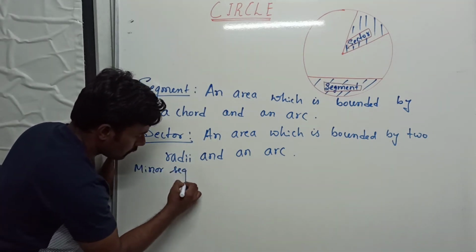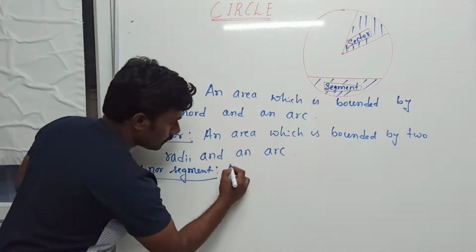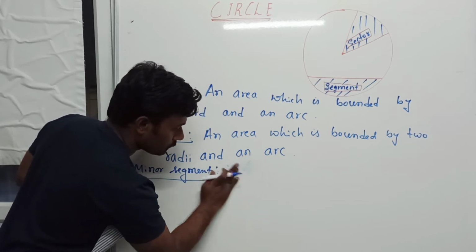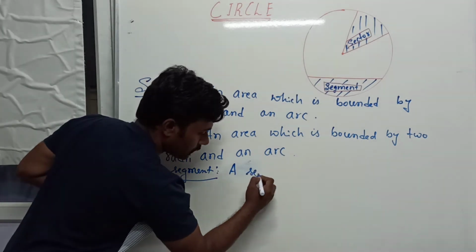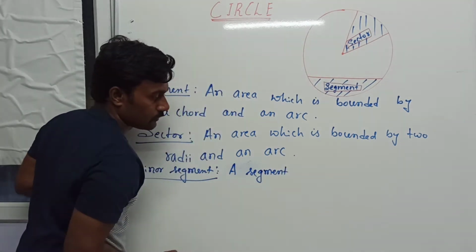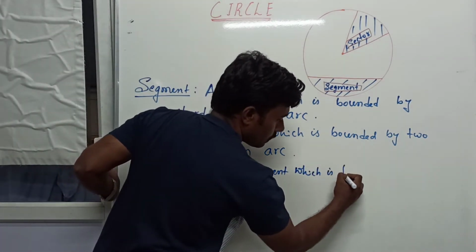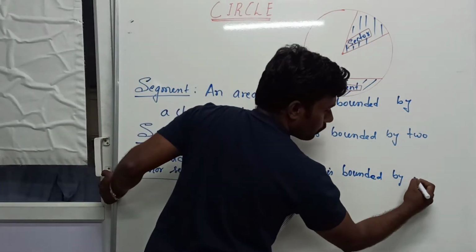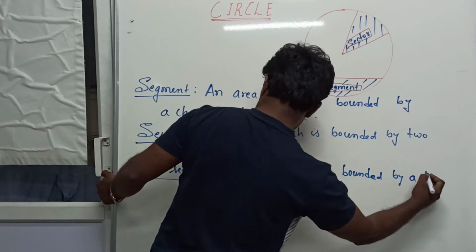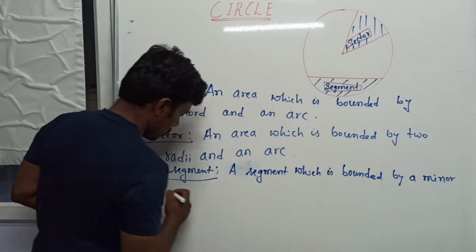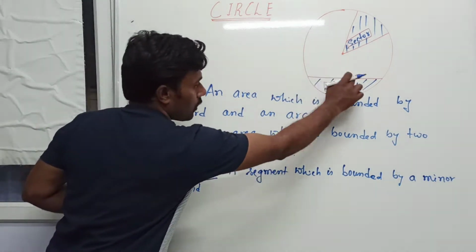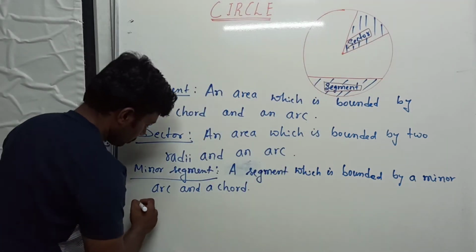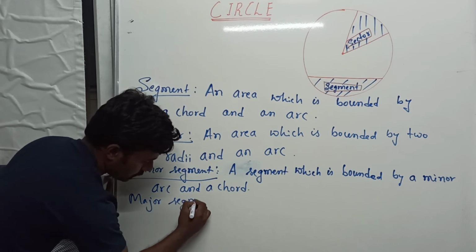Minor segment: a segment which is bounded by a minor arc and a chord is called a minor segment. This is the major segment.